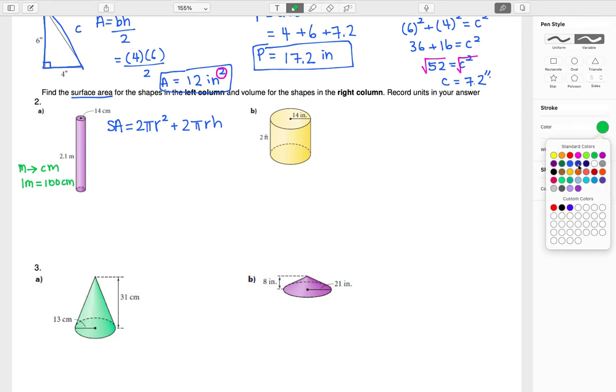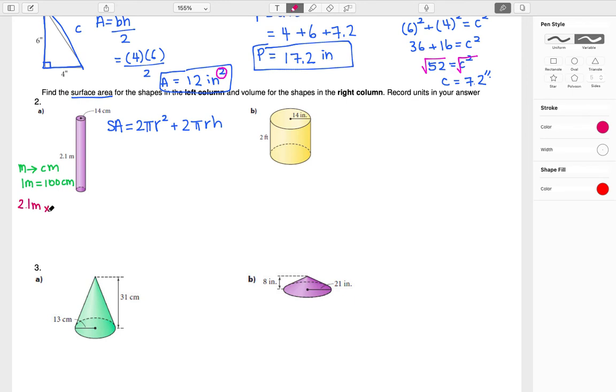So using this information, I'm going to do it in, let's say, pink. 2.1 meter times, and this is from a previous lesson, meter goes at the bottom and centimeter goes at the top. 1 meter is equal to 100 centimeter. So meter and meter cancel out. So you get 210 centimeter divided by 1, which is 210 centimeter. So now the units are the same.